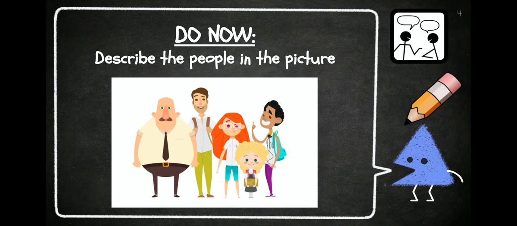What colors do you see? What are they wearing, perhaps? Write down some examples and make sure you hold a brief discussion with your classmates and peers to share the words that you are using to describe these people. Pause the video to complete the activity. When you're ready, unpause to continue with the lesson.